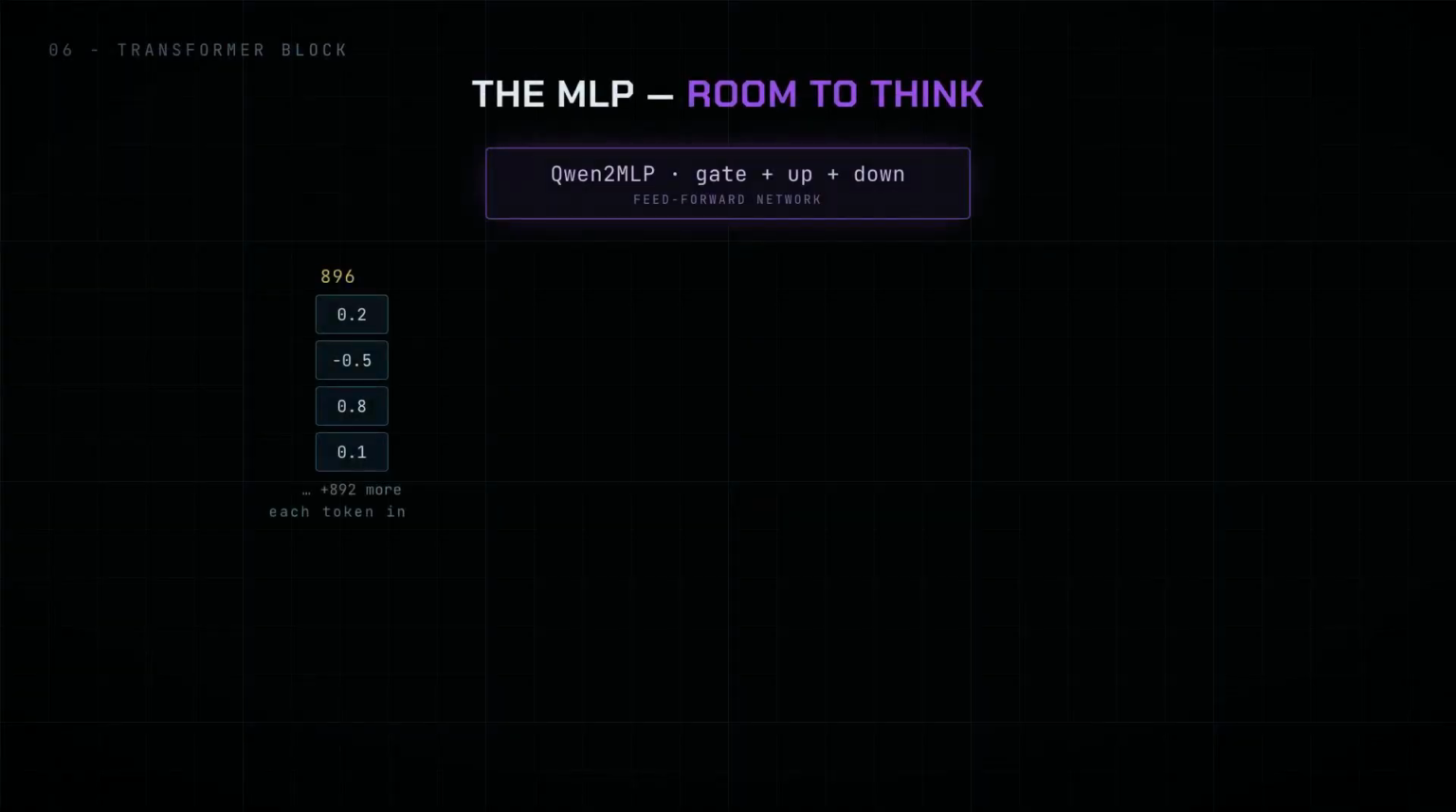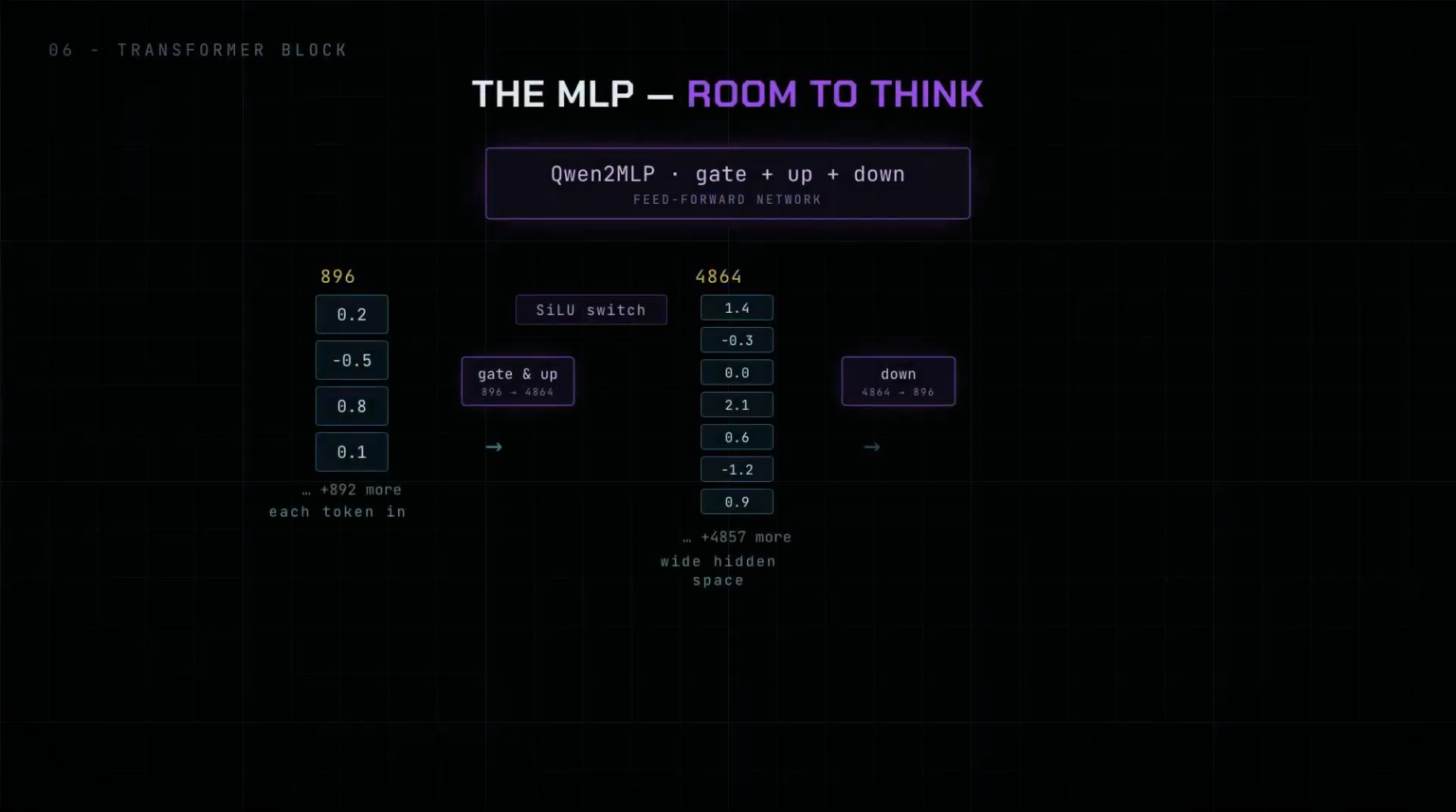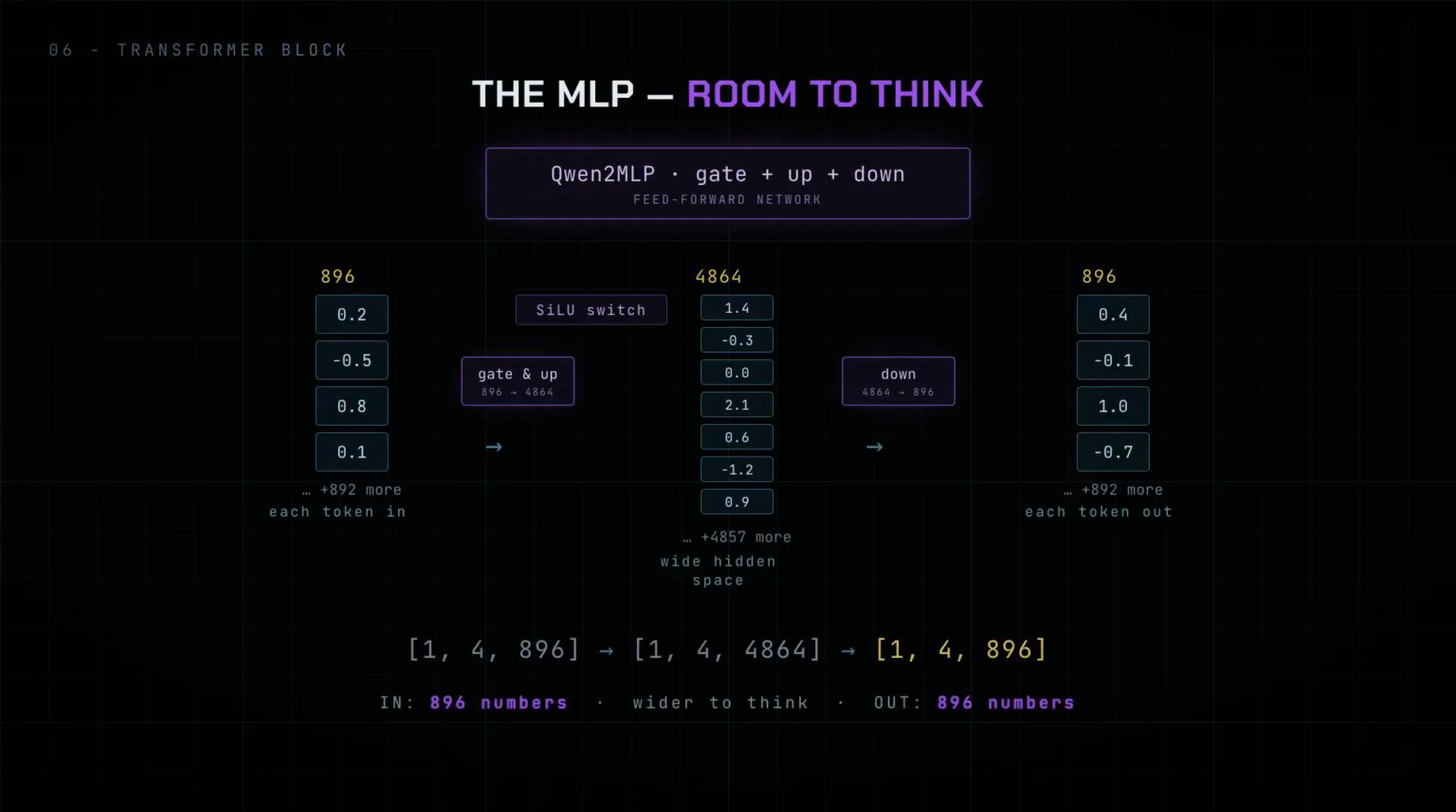Next move, the feed-forward network. Now each token is processed on its own, pushed up into a much wider space of 4,864 numbers, passed through a simple switch called SiLU, then squeezed back to 896. It's the model's room to think.